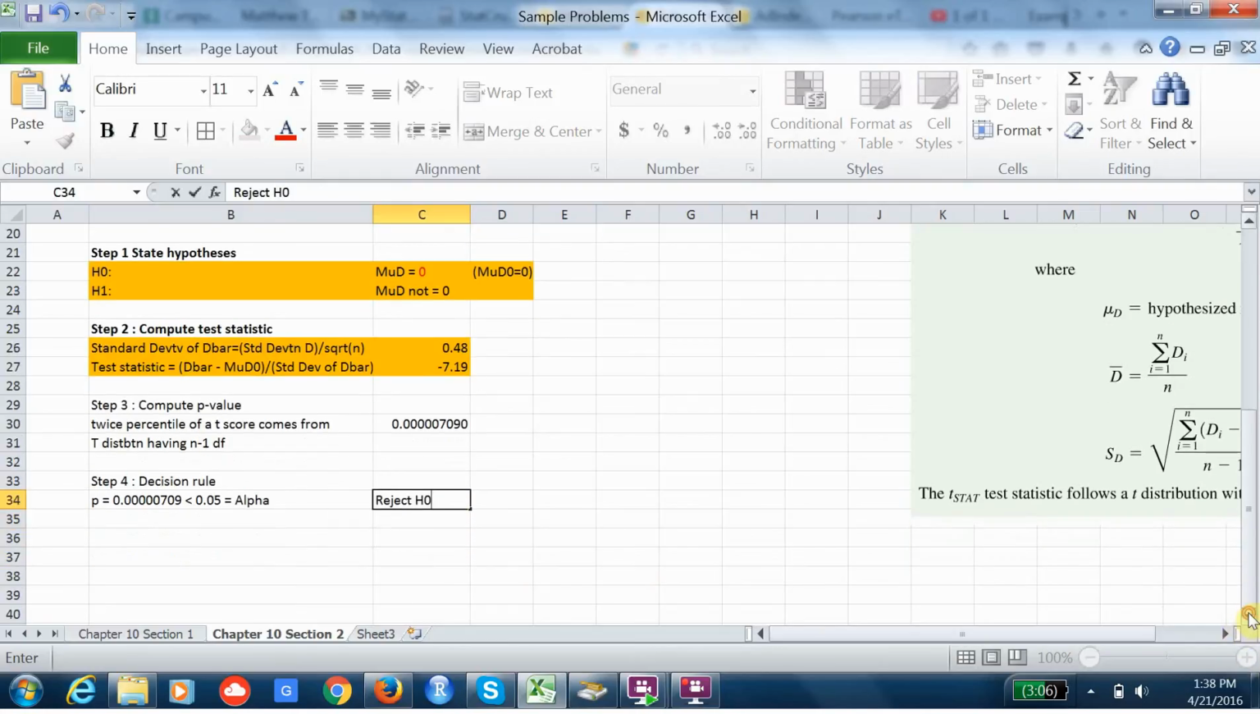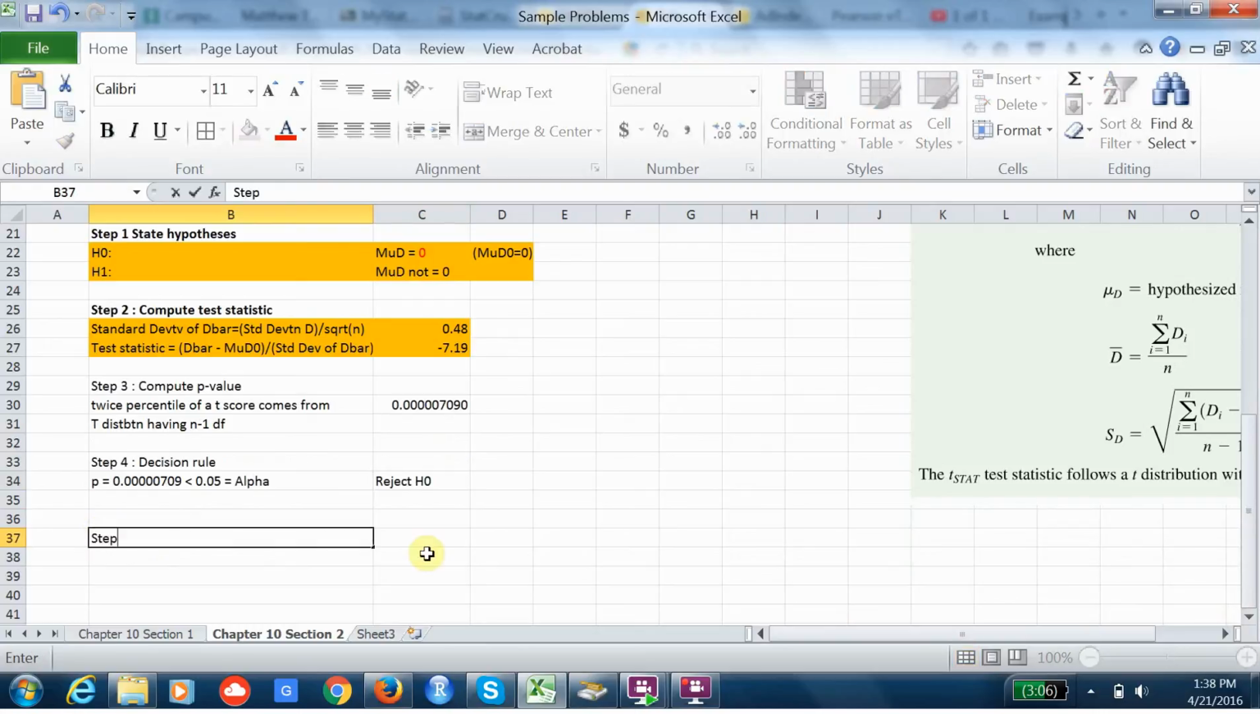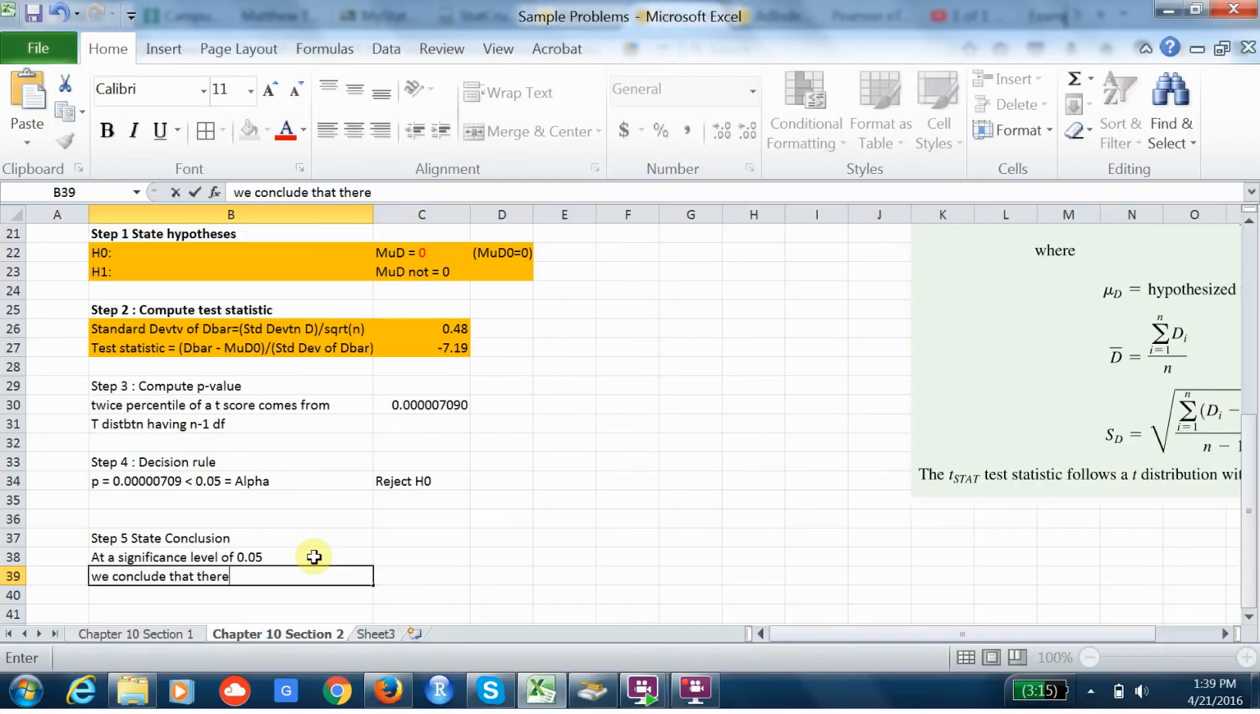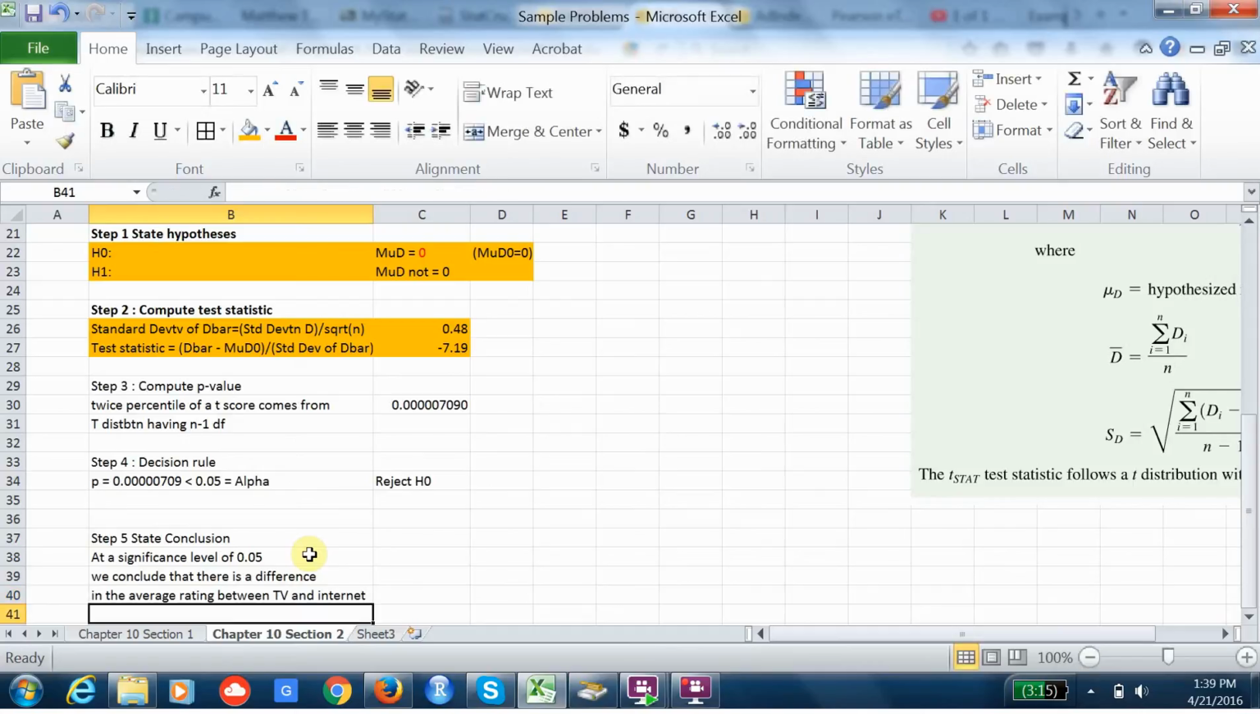And finally, we state our conclusion. So we say at a significance level of 0.05, we conclude that there is a difference in the average rating between TV and internet. And that's pretty much it.